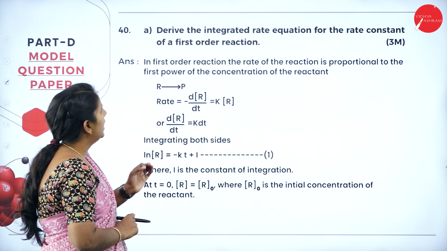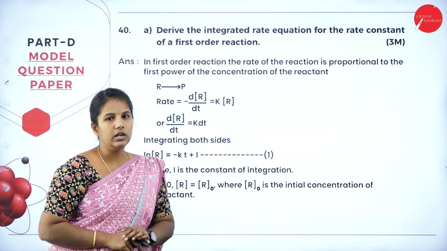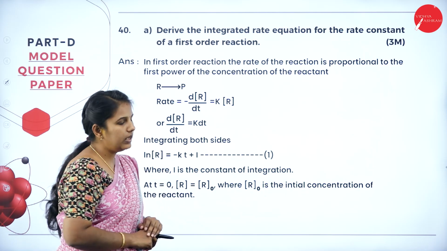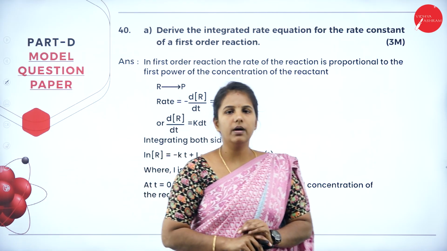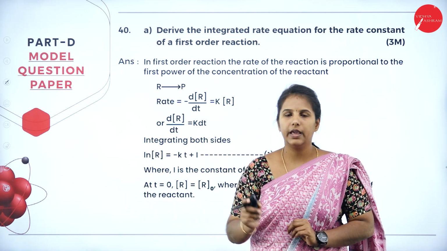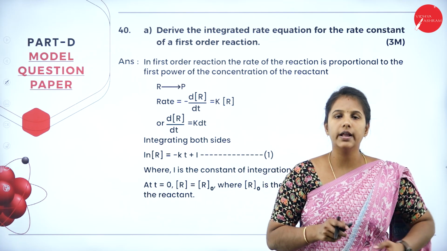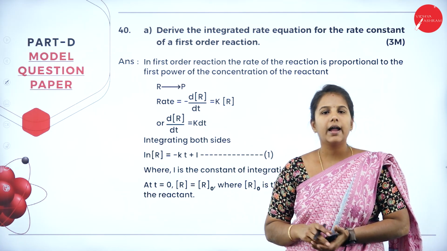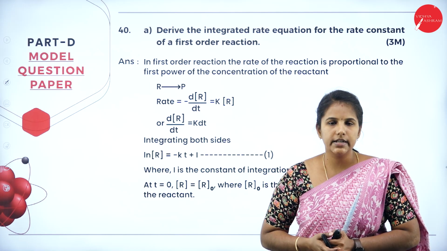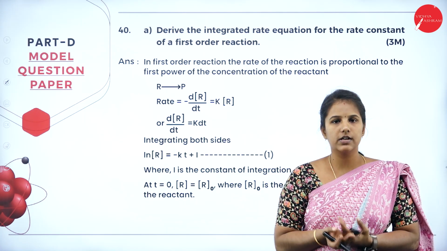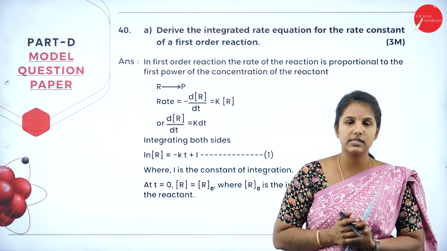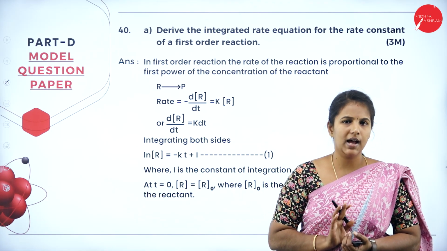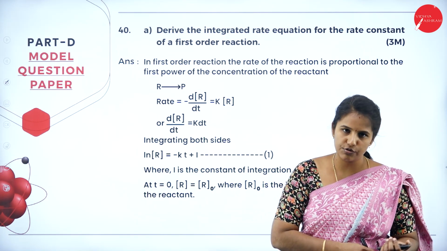Next question. Derive an integrated rate equation for the first order reaction. Remember, this is a question from chemical kinetics, that is unit 4 in physical chemistry. Either you can expect the integrated rate equation for the zero order or the first order. Both will come for the exam. Either one can be asked, and those two are important questions too.